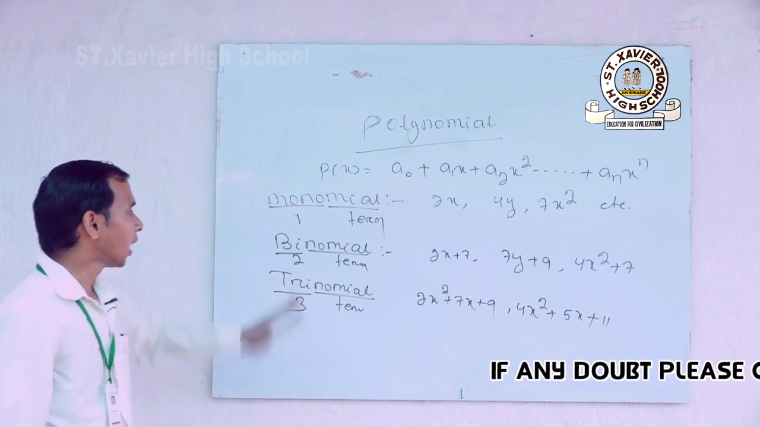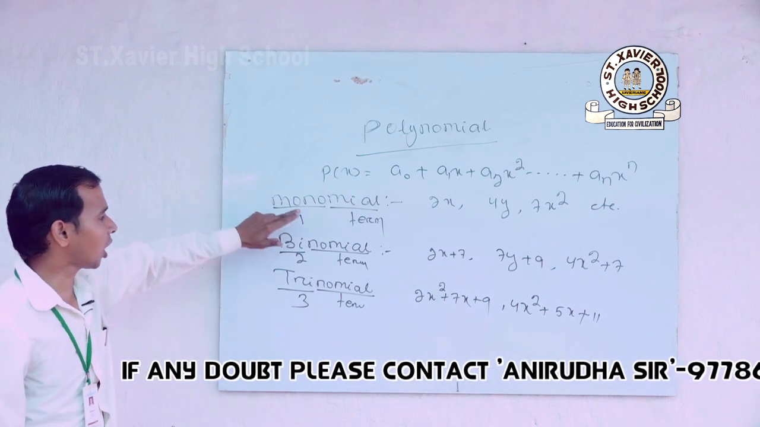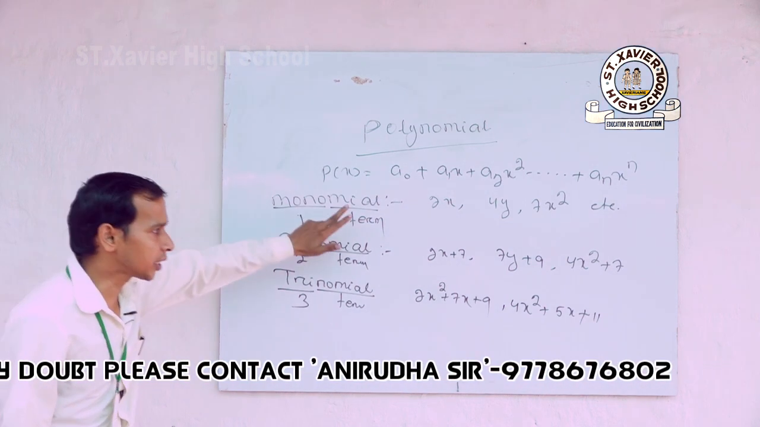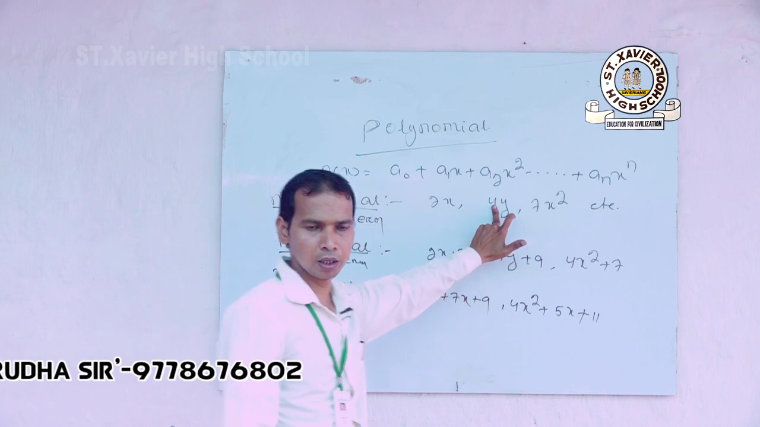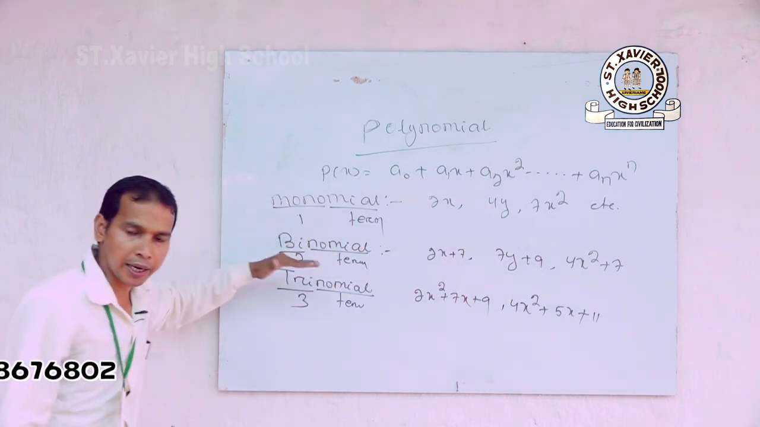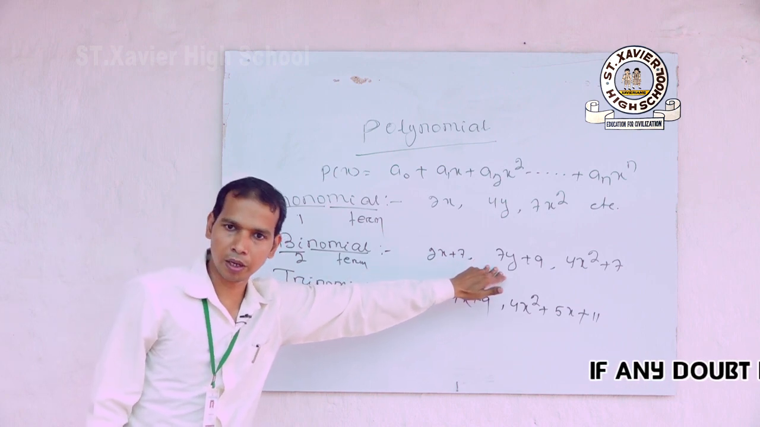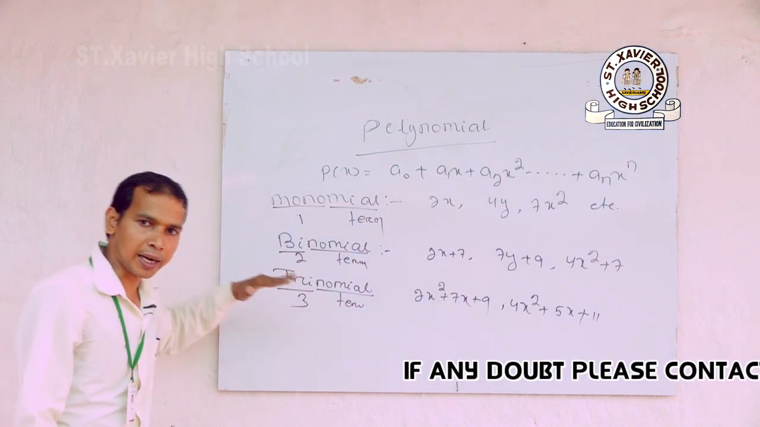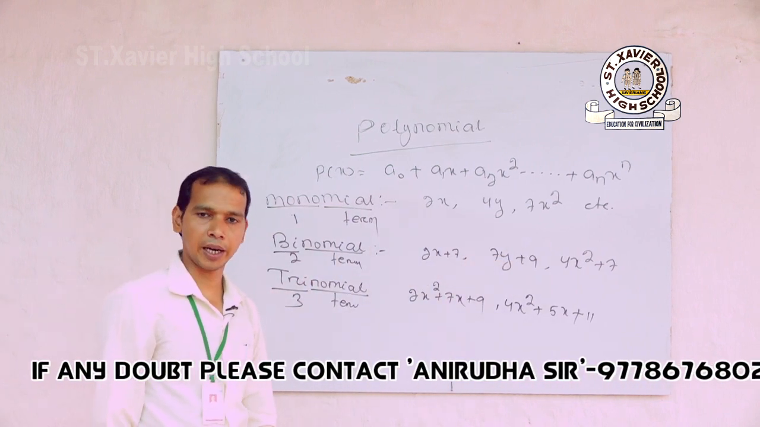Once more, according to terms, polynomials are of different types. First one, monomial: an algebraic expression containing only one term. Binomial: an algebraic expression containing two terms. Trinomial: an algebraic expression containing three terms.